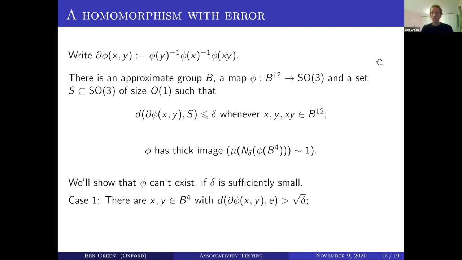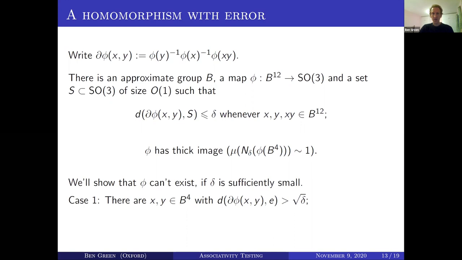And there are two quite different modes of argument according to the following two cases. So case one is where this co-cycle, the discrepancy between phi of xy and phi of x times phi of y, takes at least one value that's far from the identity. If phi were a genuine homomorphism, the co-cycle would be exactly the identity everywhere. So this is saying that at least somewhere, it's far from being a genuine homomorphism.